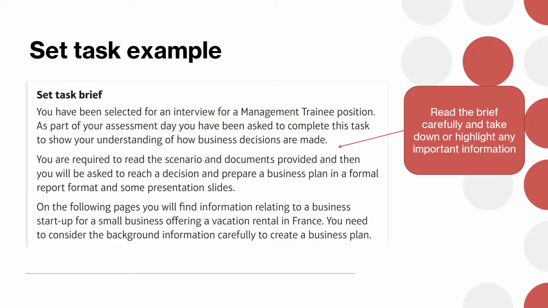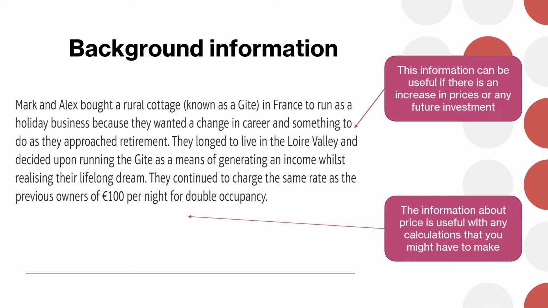Now, when you get your own set task brief, make sure that you read the brief carefully and take down and highlight any important information. Now, the background information of this scenario is that Mark and Alex have bought a rural cottage in France to run as a holiday business because they wanted a change in career and they wanted something to do as they approached retirement. They longed to live in the Loire Valley and decided upon running the gite as a means of generating an income whilst realising their lifelong dream.